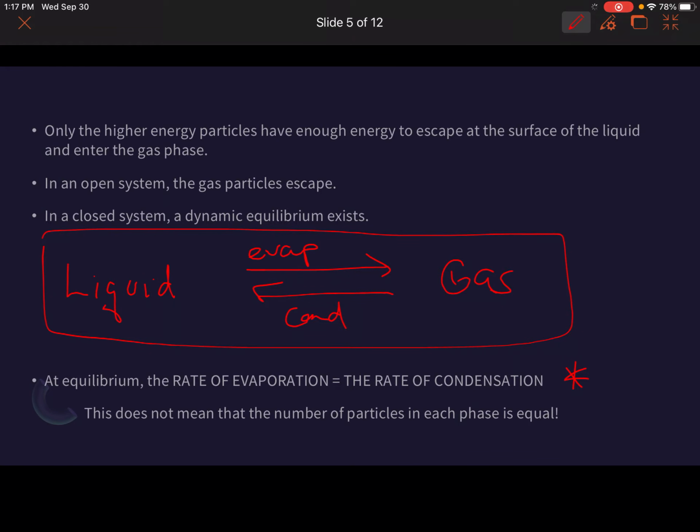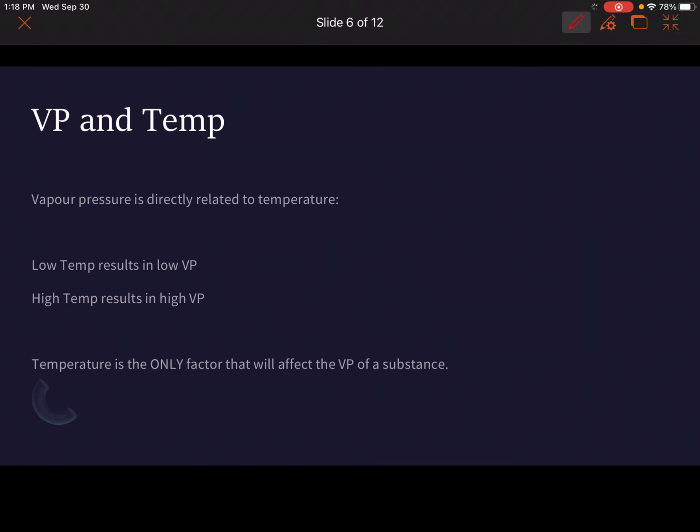And this does not mean that the number of particles in each phase is equal. That is not what that's saying, okay? We're just talking about the rates.